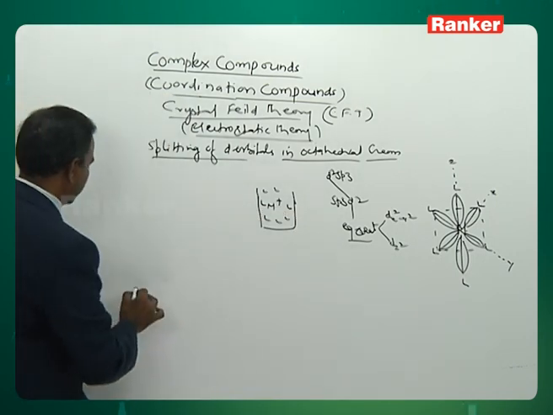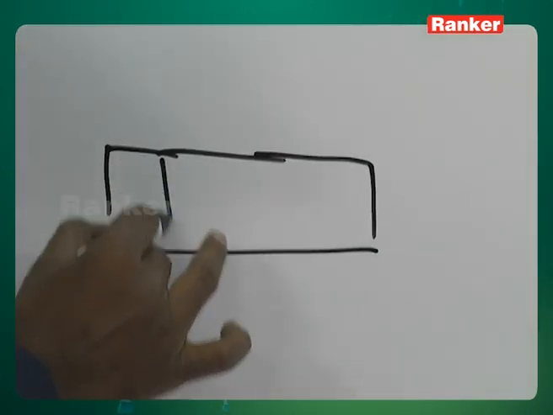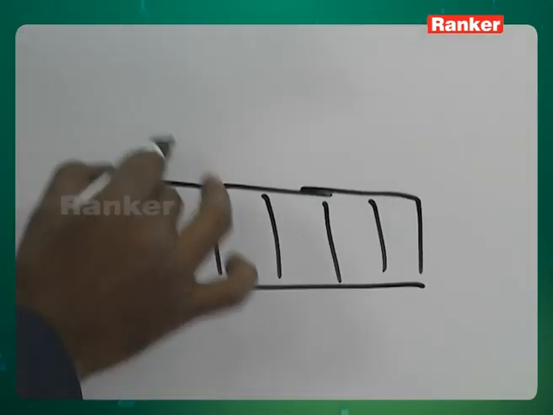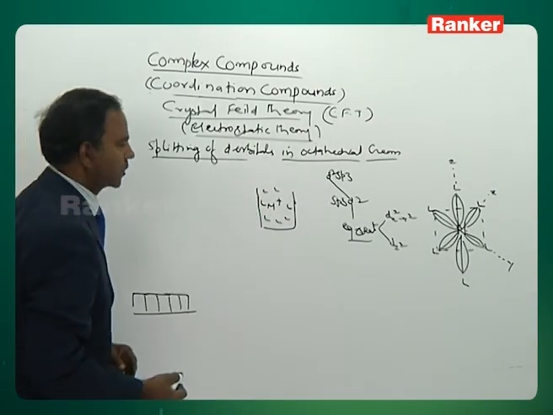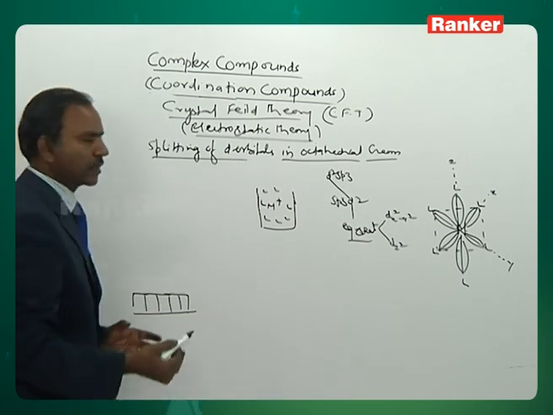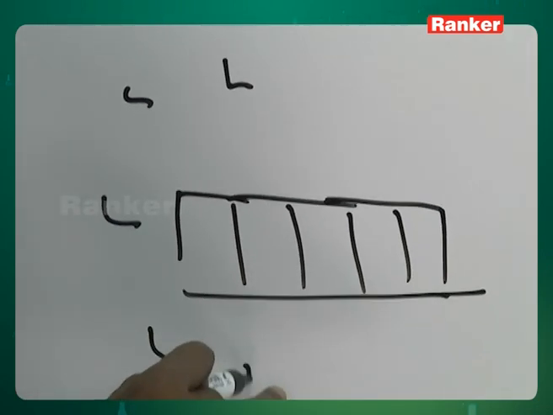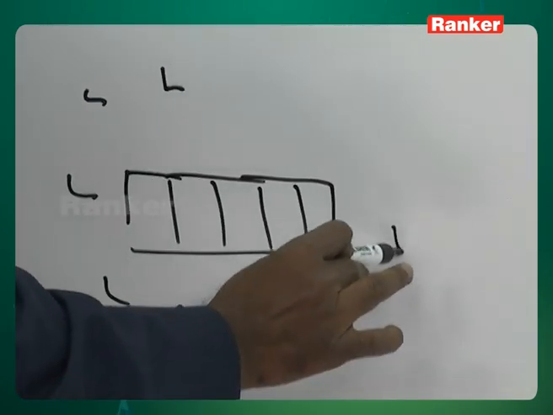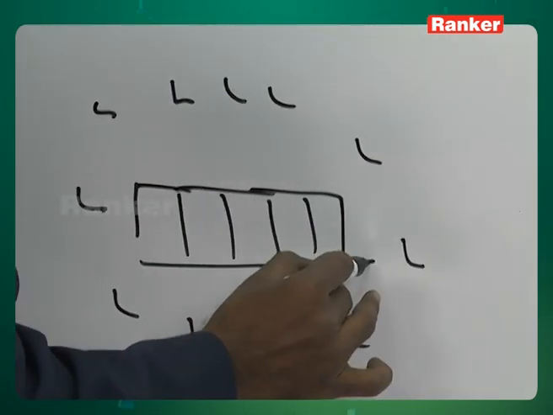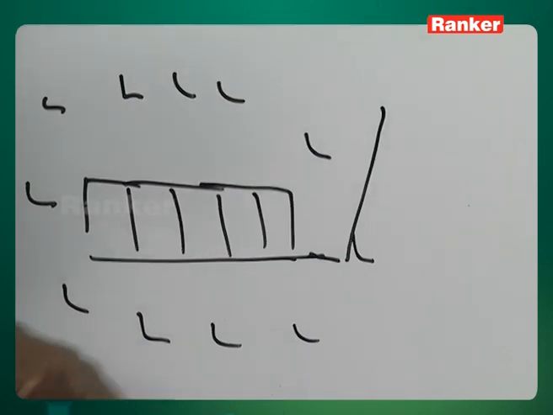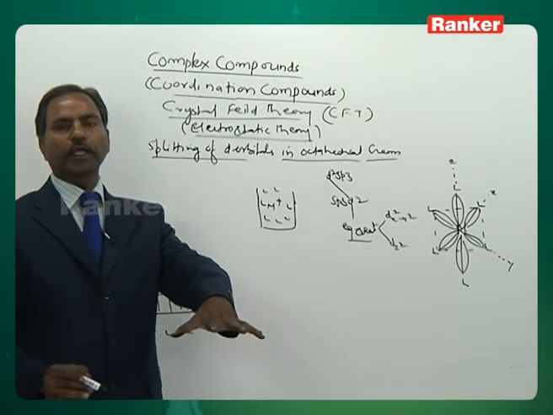So I am writing like this, the 5 d orbitals. Under the influence of these ligands, approaching from all the axes, the ligands approach the metal ion in a spherically symmetric geometry. By this, all the 5 d orbitals experience the same repulsion. Their energy increases. Under the influence of ligands, the 5 d orbitals just increase their energy.